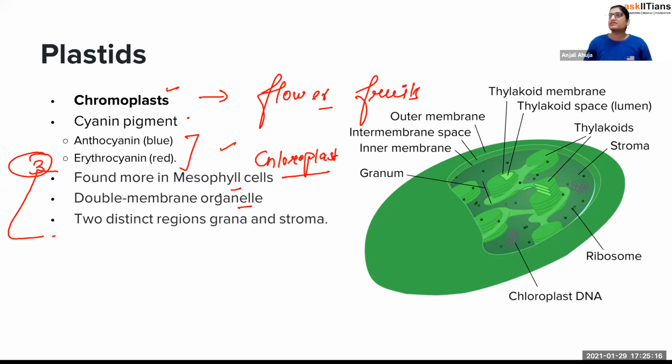Xanthophylls, carotenoids, and carotenes. Yeah, these are all types of pigments which are found in the chromoplast, and they are of beautiful color and beautiful type. And that's it about the chromoplast.